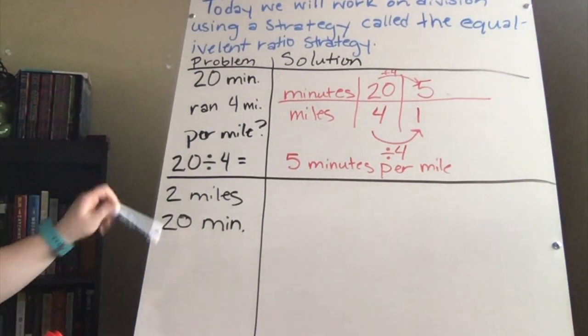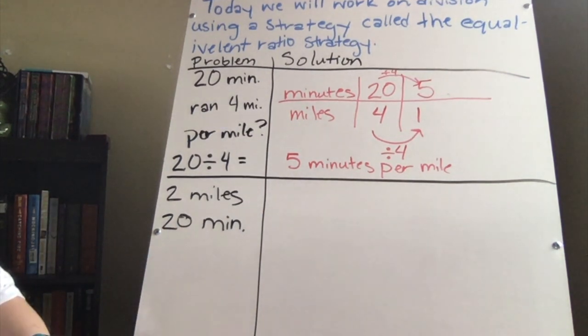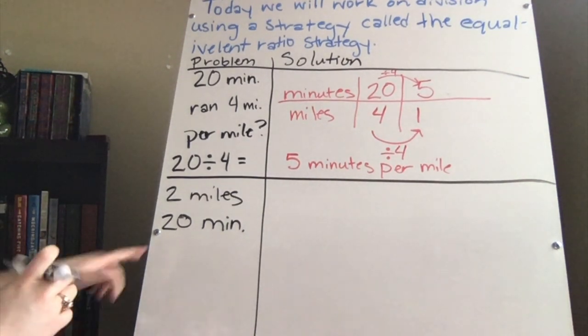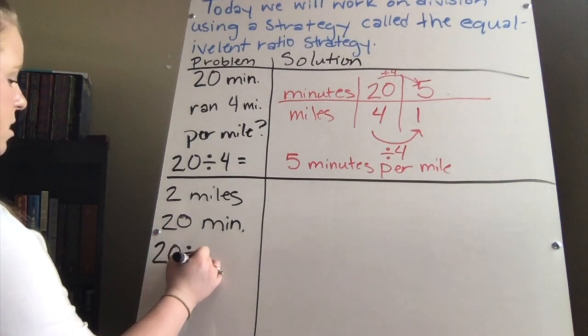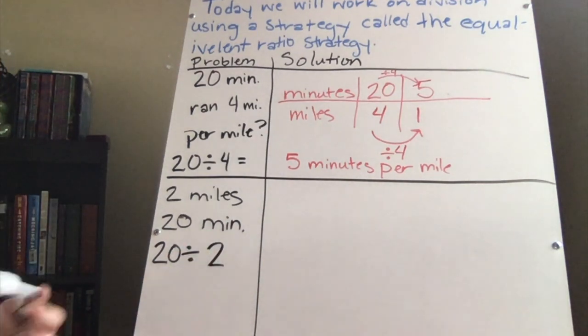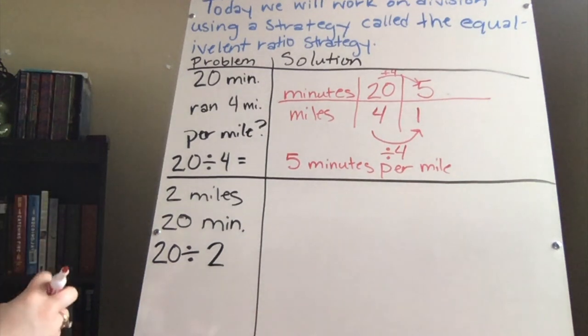Okay, so now down here, they ran 2 miles in 20 minutes. What was his pace per mile? So I know this one will be 20 divided by 2. And let's see if we can figure out that solution.